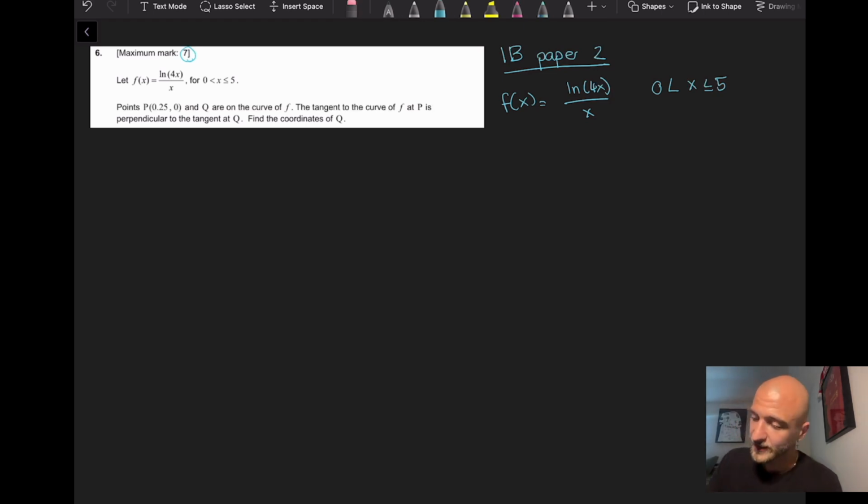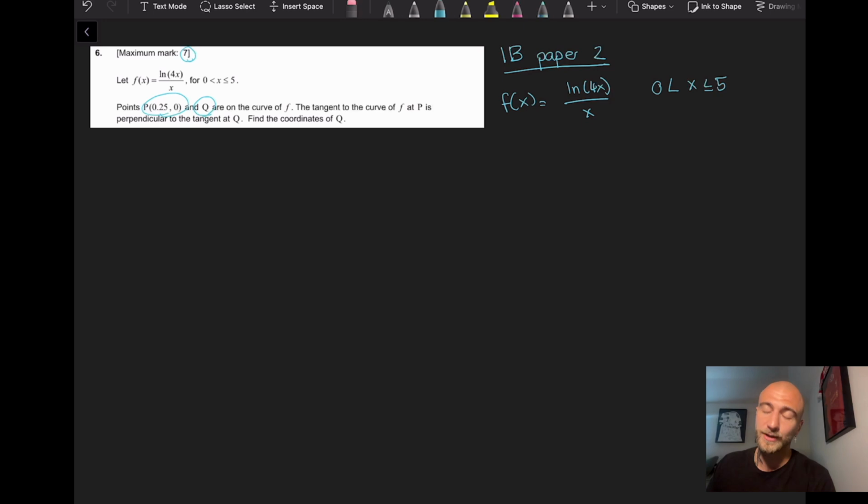The question is telling us that there is a point P that has the coordinates 0.25, 0, and a point Q that are on this curve. Okay, the tangent to the curve of f at point P is perpendicular to the tangent at point Q. Really confusing, because we've got two different tangents going on, and it's telling us that we need to figure out what the coordinates of Q are.